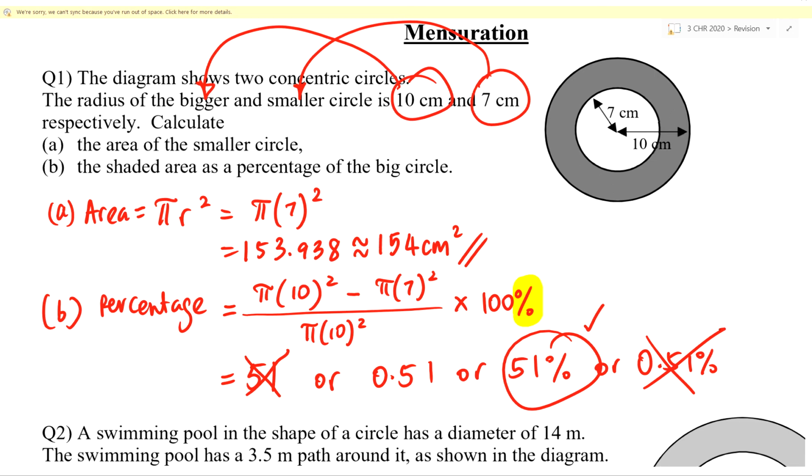So now in fraction, this 50% is equivalent to half price, isn't it? 50% is half price. How do you get half? 50 divided by 100. 50 divided by 100 is 0.5. So 0.5 has the same value as 50%. Likewise, this 0.51 has the same value as 51%. But because they wanted it in percentage, we are not going to accept this also. We only have one answer, 51%.